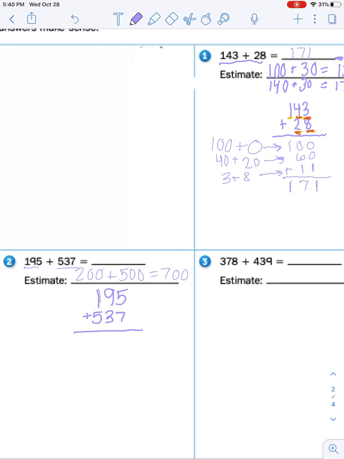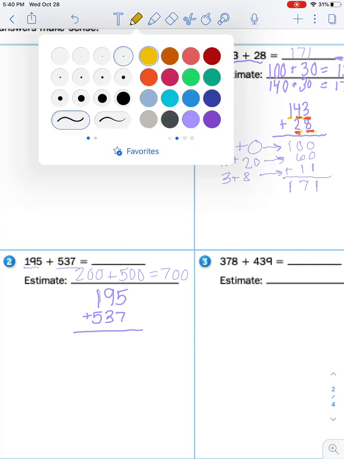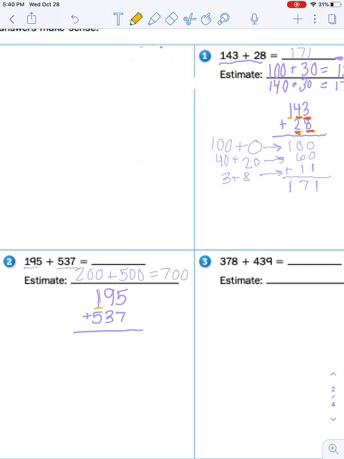All right, so remember you need to take out the hundreds place first, and the hundreds place is right over here. So you're not just gonna put 1 over here, you're gonna put 100. And then your 5 would be 500. So 100 plus 500 is 600.